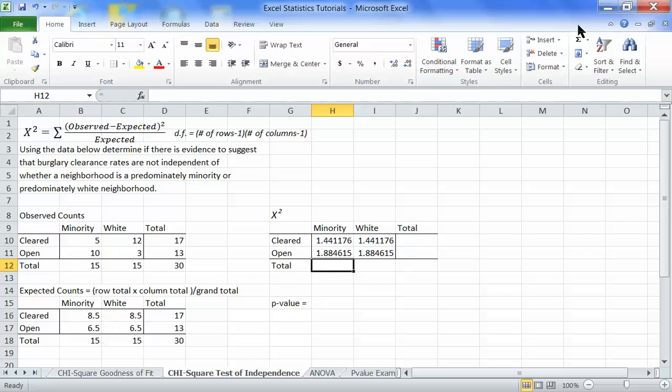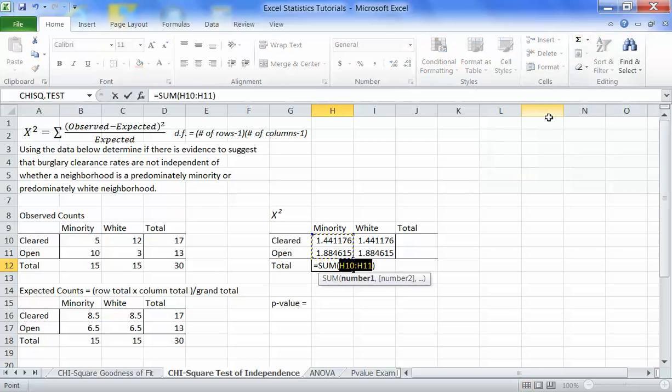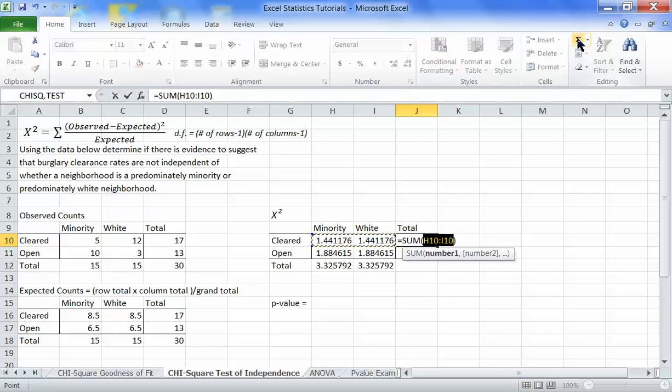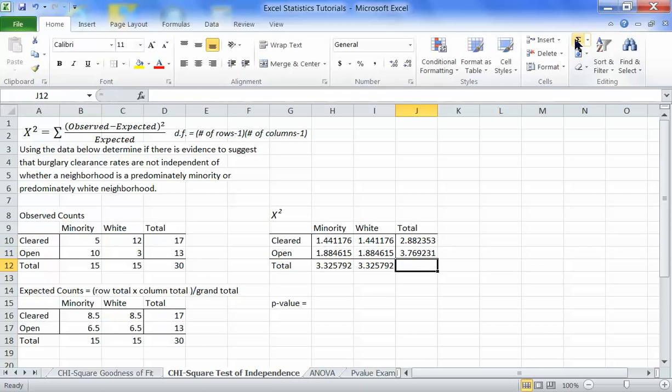All right, let's look at our totals. Use the summation key as a shortcut to find these totals. So our grand total here is 6.651584. This is our chi-square test statistic with degrees of freedom 1. So the next step is to find the p-value.